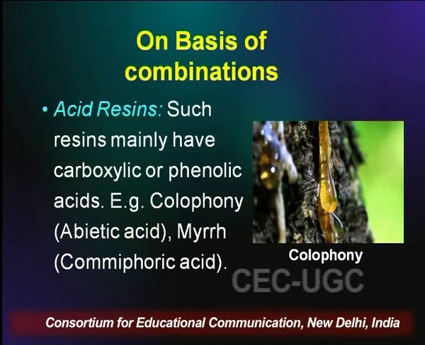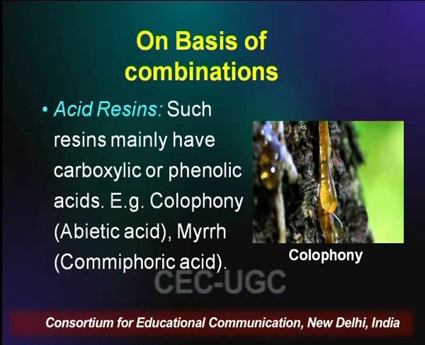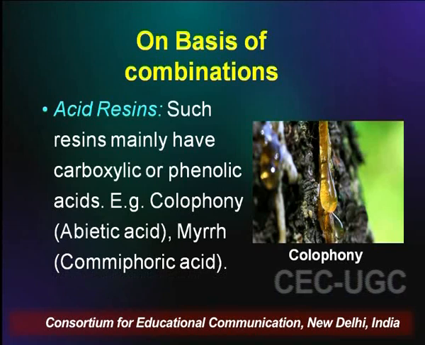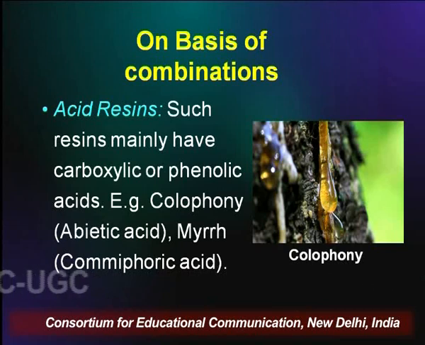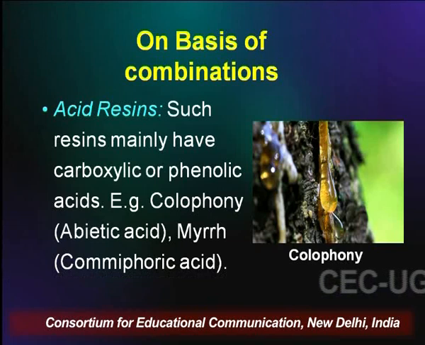Now we move on to the classification of resins on the basis of the combinations in which these resins occur in nature. First one is acid resins, and such resins are mainly composed of carboxylic or phenolic acids, such as colophony or myrrh. Colophony is rich in abietic acid, and myrrh is rich in commiphoric acid.